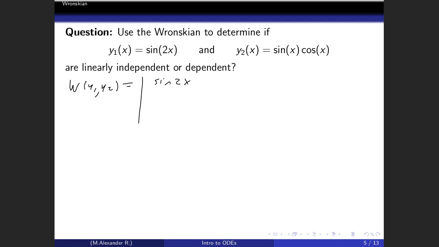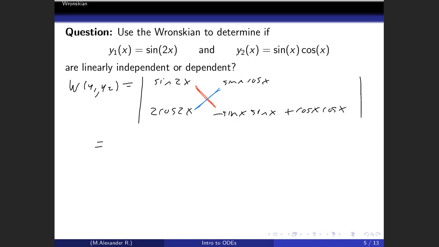Now, what is the derivative of sine 2x? It's going to be 2 cosine 2x. And then you write down sine x cosine x. The derivative of this will be the first function times the derivative of the second one, which is negative sine of x, plus the second function times the derivative of the first, which is cosine of x. So you have to do a little bit of calculus here, and what we now need to do is cross multiply, and then subtract the two things that we cross multiply. All right, let me do the calculation here.